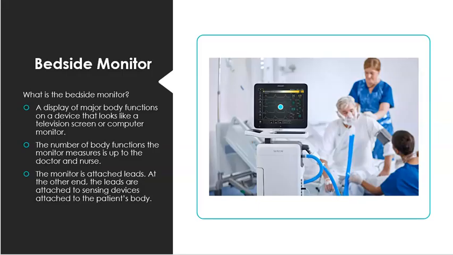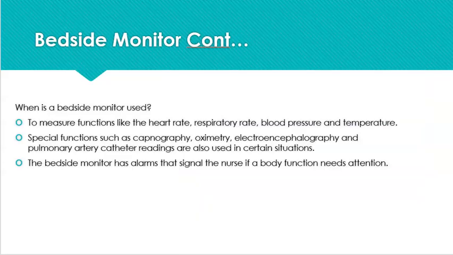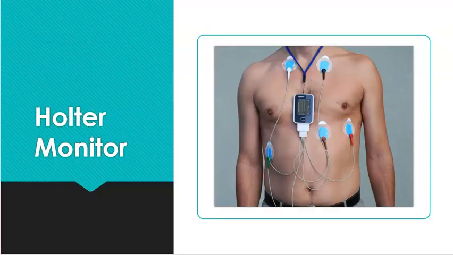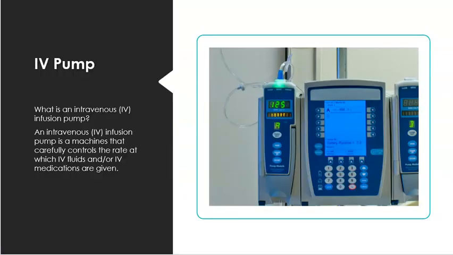So, a bedside monitor, like I've already mentioned all of these as well, but they can have different special functions too. This would be a Holter monitor to measure the rhythm of the heart and what that would look like. An IV pump, so this is the IV infusion. This is what nursing would be using.